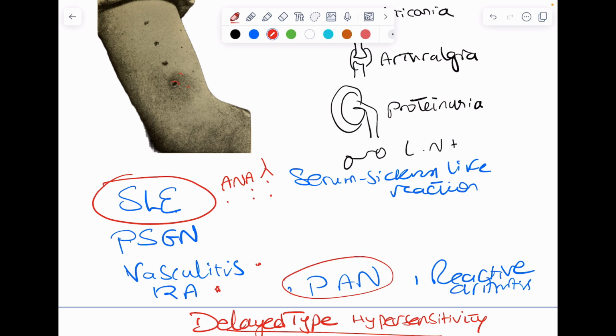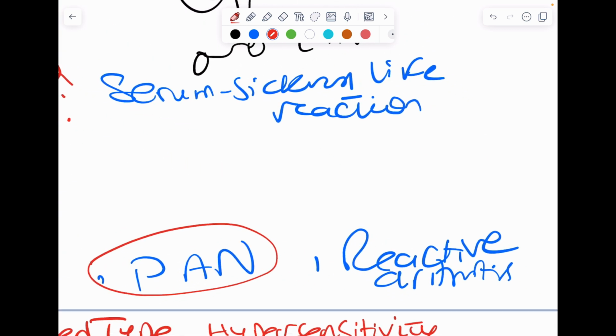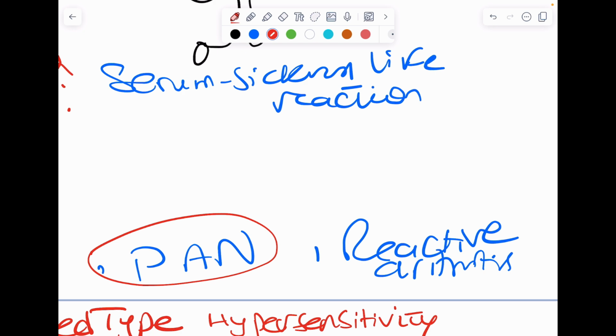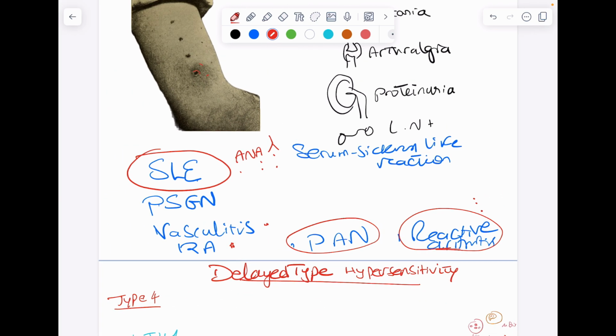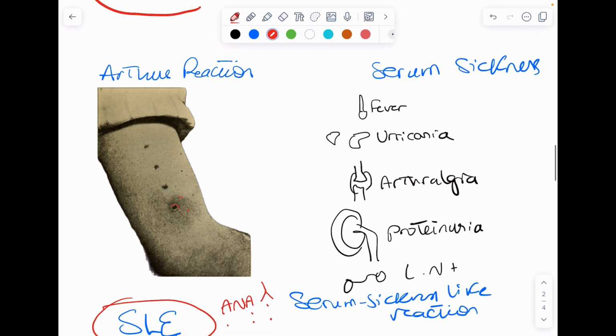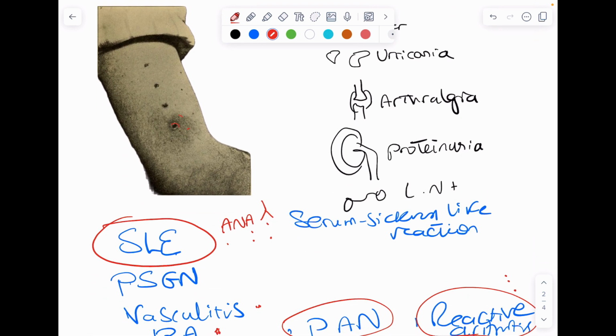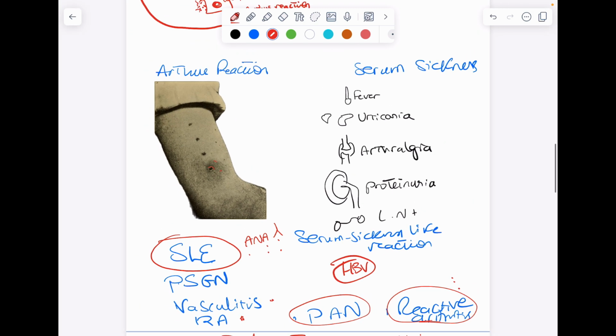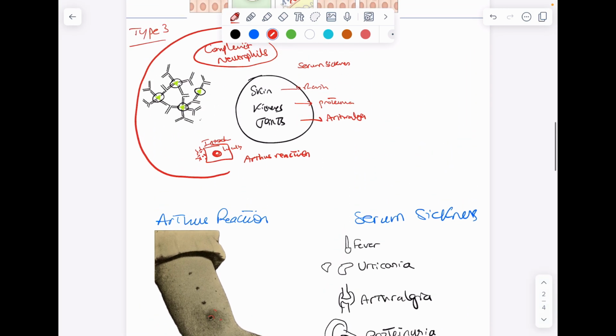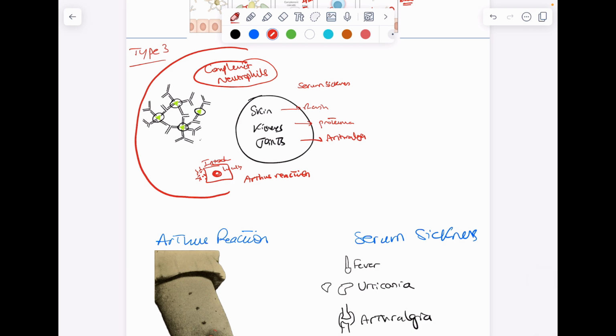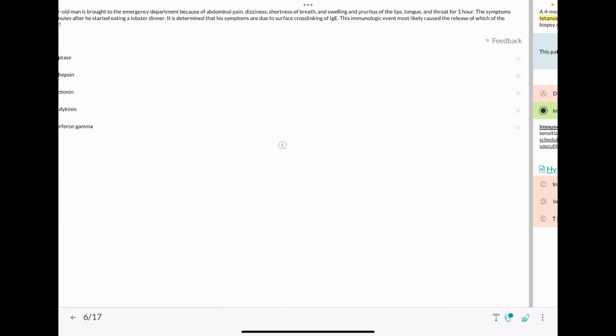Polyarteritis nodosa, where there is a vasculitis, there's deposition everywhere. And reactive arthritis as well, that comes after chlamydia infection and other infections. That's the triad of can't see, can't pee, can't bend my knee. All these guys are examples of type 3 reaction, and a very high yield point will be HBV. Hepatitis B can also cause a serum sickness like reaction. All right, let's take a look at an example of type 4 hypersensitivity.